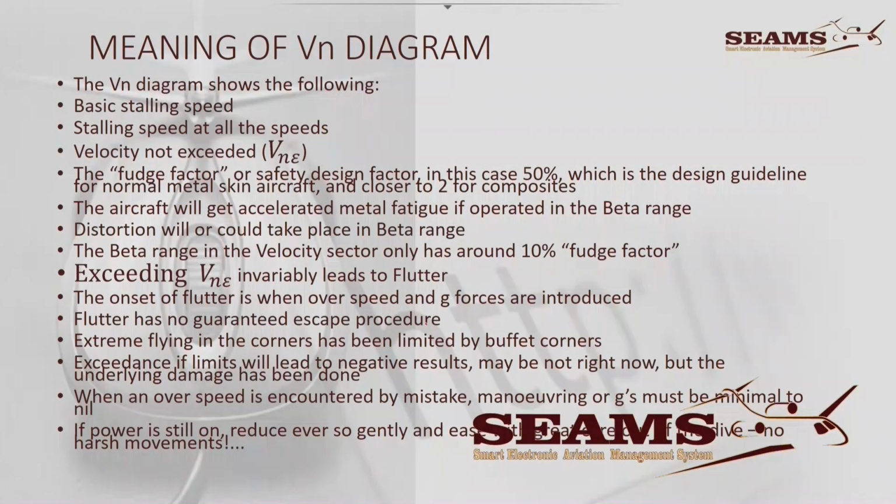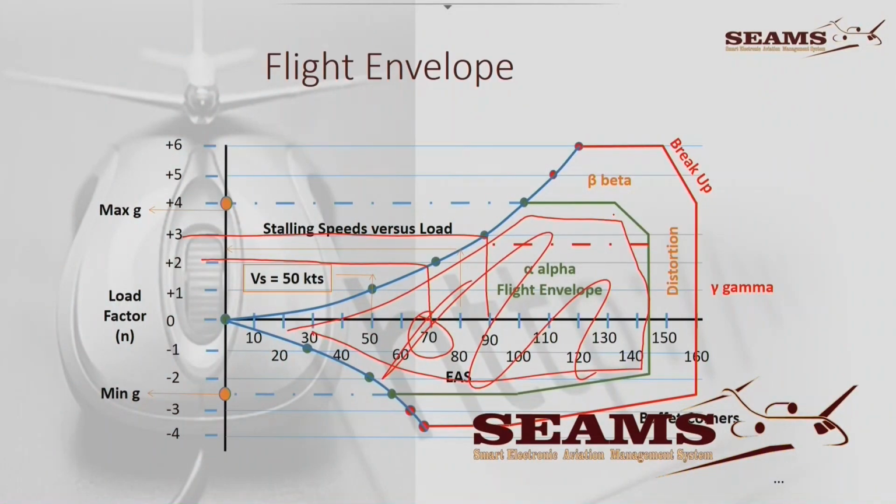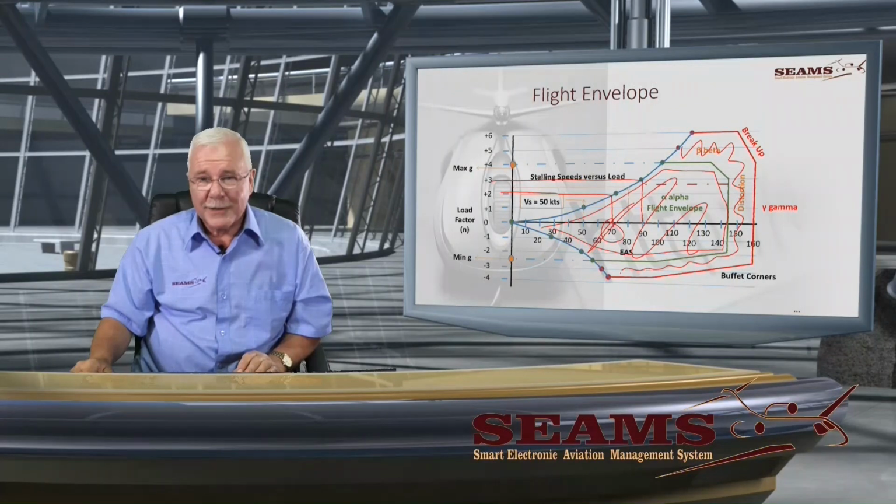Let's look at the meaning then of this. What do we get from it? There's a lot. Basic stalling speed. Stalling speed at all speeds. Velocity not exceeded. What are the fudge factors? Aircraft will get accelerated metal fatigue if operated in the beta range. So if I go back to the previous slide, which I will do, if you are in here, the fatigue will be quite a bit faster. So don't play there. You get away with it, but remember, there's damage that was done.